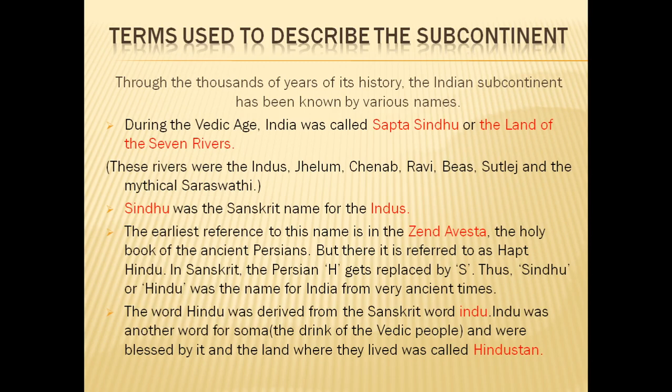The earliest reference to this name is in the Zend Avesta, the holy book of the ancient Persians. But there it is referred to as Hapt Hindu. In Sanskrit, the Persian H gets replaced by S. Thus, Sindhu or Hindu was the name for India from very ancient times.